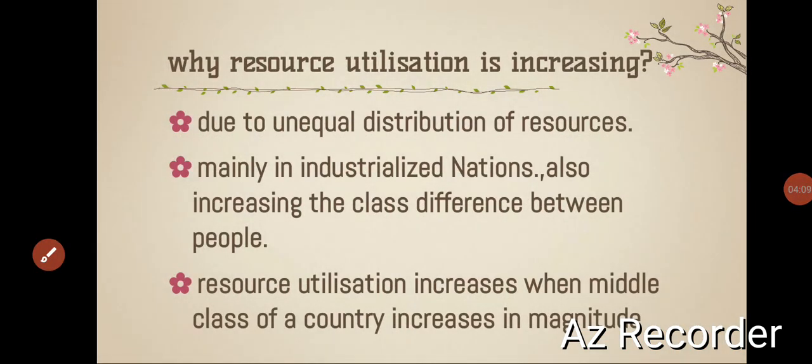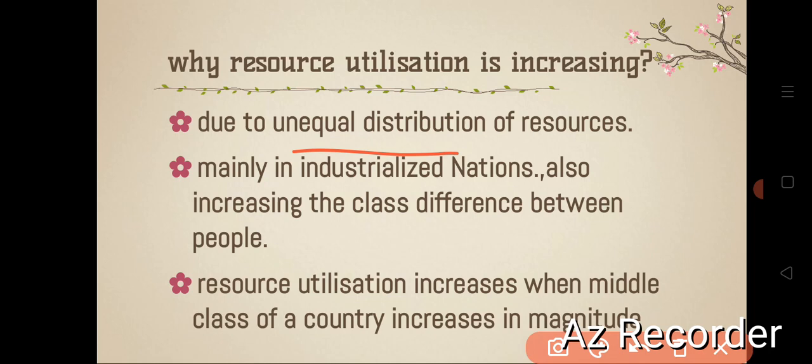Next is why resource utilization is increasing. Why are people using more resources? If we talk about industrialized nations, there is unequal distribution of resources. More resources are dedicated for the growth of industry, and fewer resources are left for the management and conservation of biodiversity. Instead, biodiversity is destroyed for industrial development and for other sectors that are linked with the development of industry.